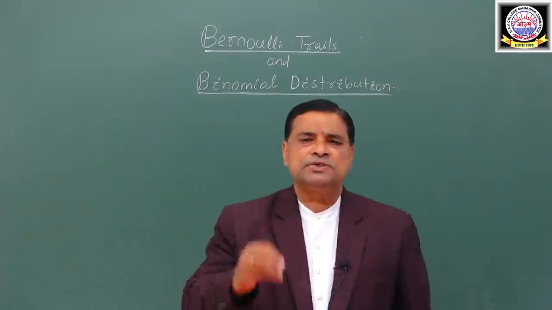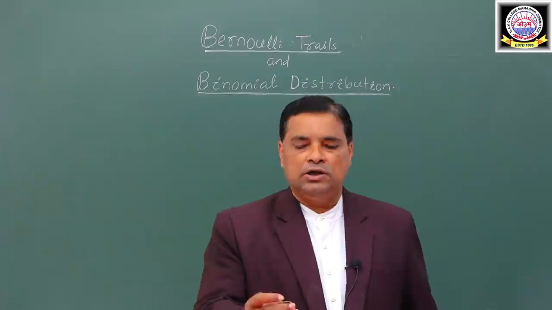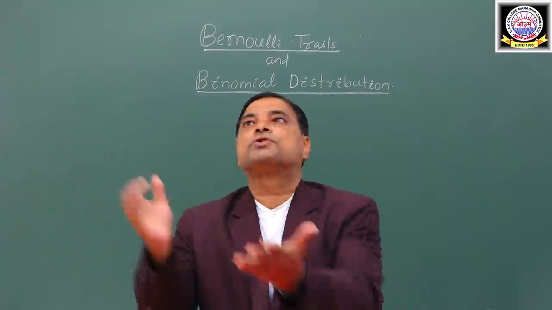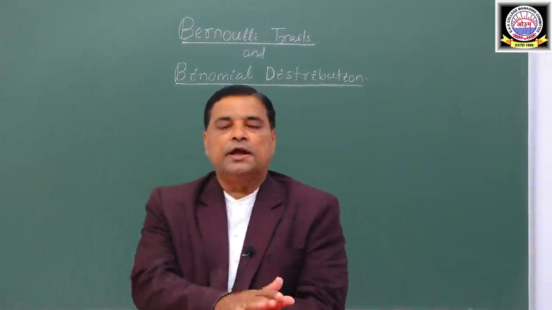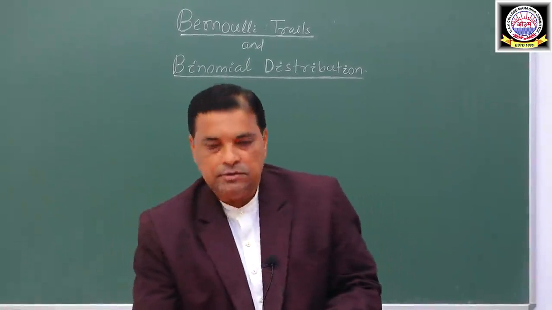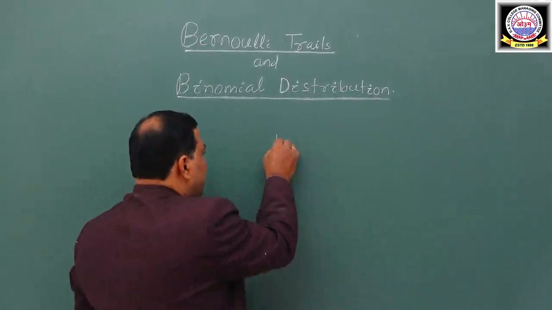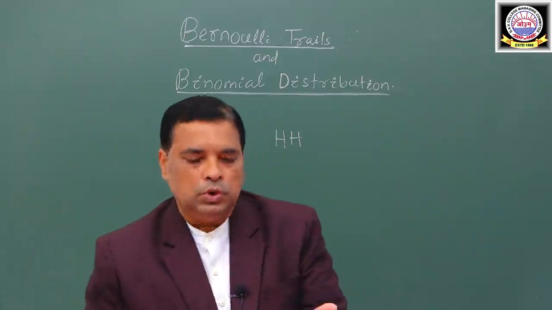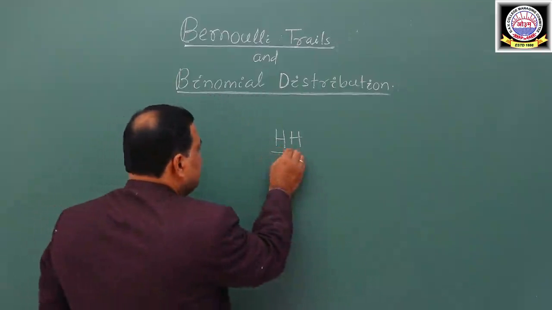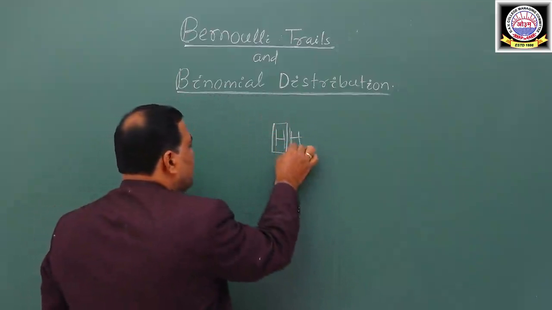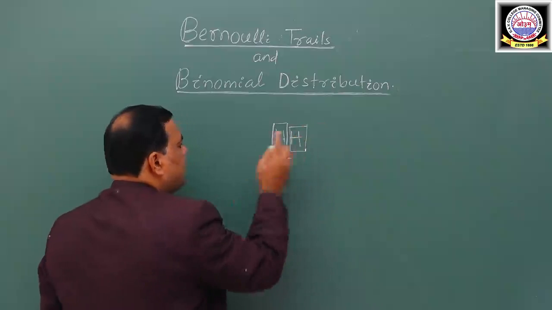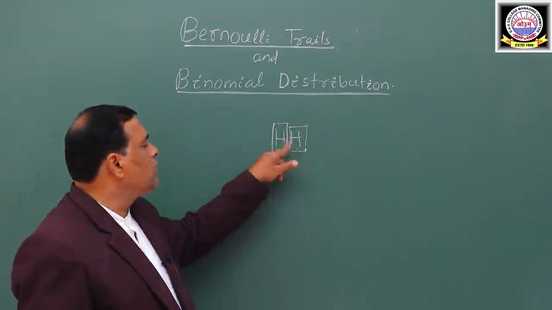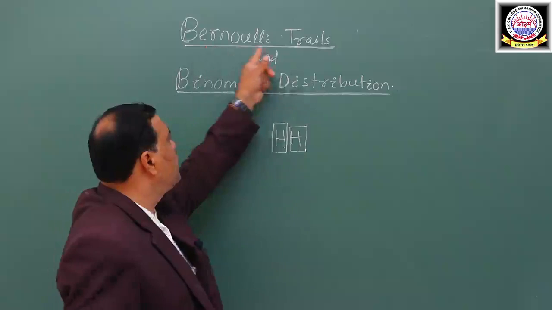One experiment consists of several trials. Suppose I toss this coin two times. The first time I note that a head occurs. Then the second time I toss again and I get a head again. First instant it is head, second instant it is head. Getting a head in the first toss is naturally independent of getting a head in the second toss. The occurrence of the first one does not influence the occurrence of the second one. That type of trial is called Bernoulli trials.